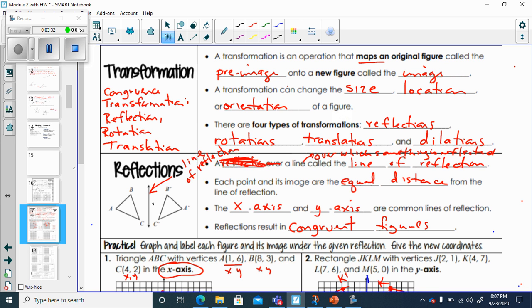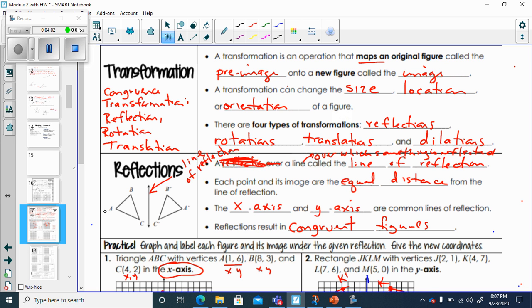When we have a reflection, we have a line of reflection. That's what we reflect the image over. Think about this, and if you were in the classroom, here's what we would do. You would actually draw a figure on a piece of paper, label it ABC, then fold your paper, that would be your line of reflection, and trace this image so you can see it on the other side of your paper. That would give you a reflection, okay?